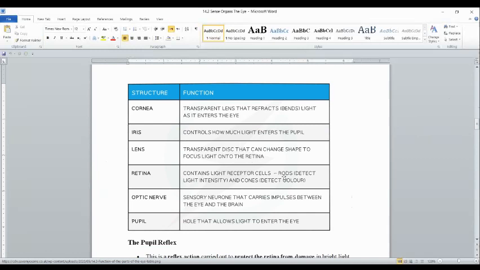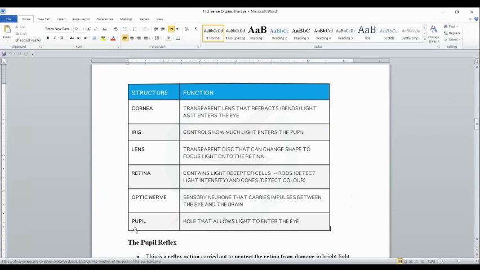The rods are responsible for detecting light intensity, how bright it is. The cones are responsible for detecting the color of the light. So the cones are for color, and the rods are for light intensity, brightness and darkness. The optic nerve is a sensory neuron that carries impulses between the eye and the brain. It sends the electrical impulses created from the receptors to the brain.